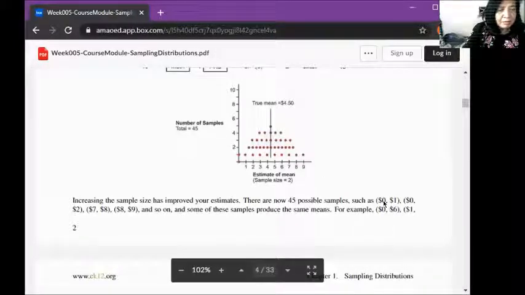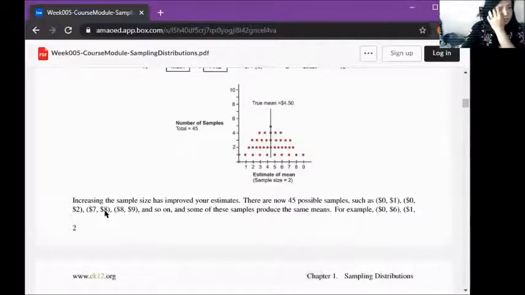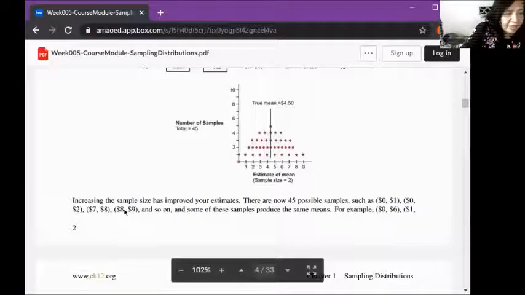So how do you get the mean of this? 0 plus 1 is 1, divided by 2 is 0.5. 0 and 2 gives 1. 7 and 8 is 15, divided by 2. 8 and 9, and so forth and so on. Some of these examples will produce the same mean.